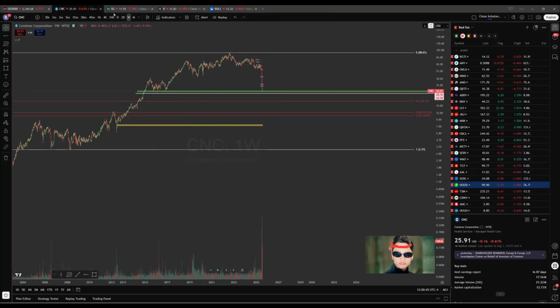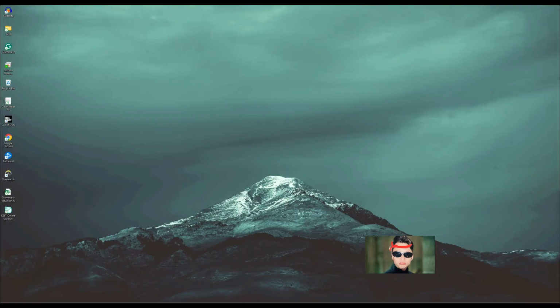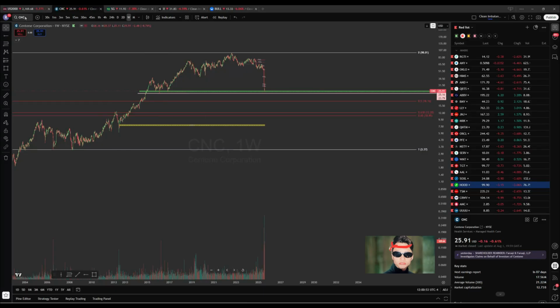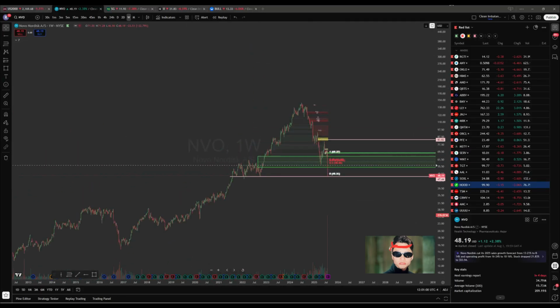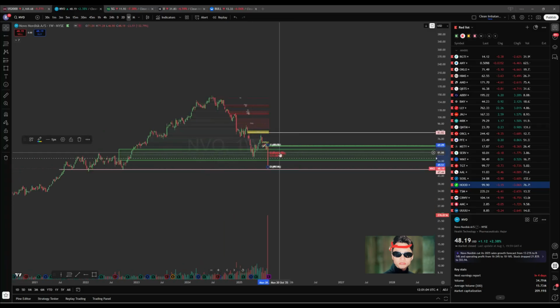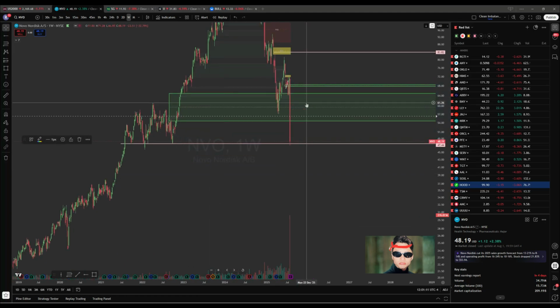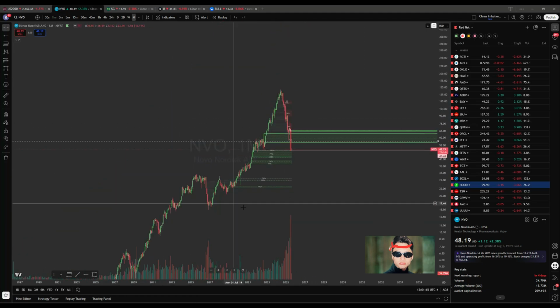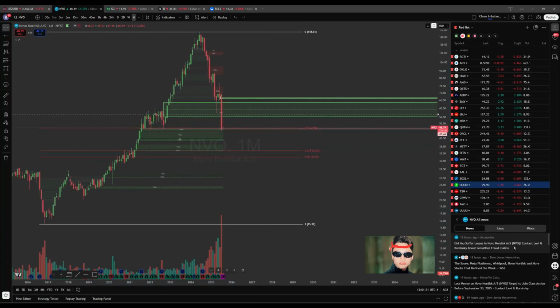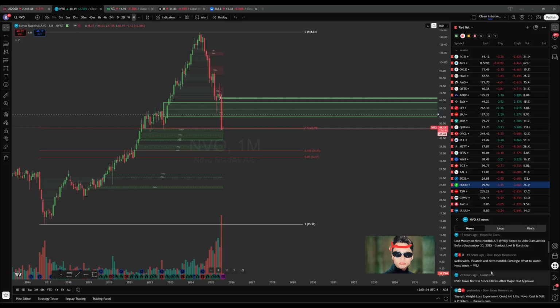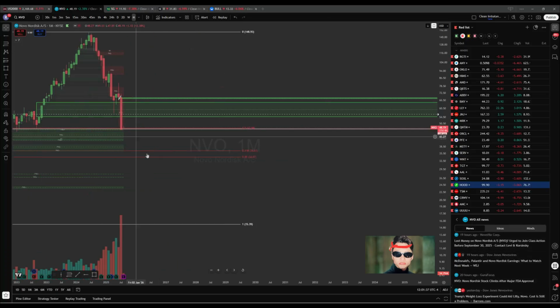CNC, let's do NVO. Yeah. So NVO, it's taking this area right here, this lows. It's now below the 0.5 point inside imbalances. I heard some news about them. Yeah. So they got a new FDA approval too.